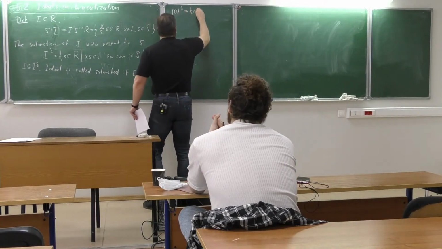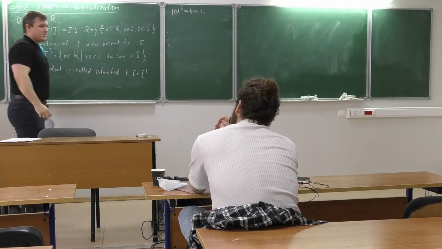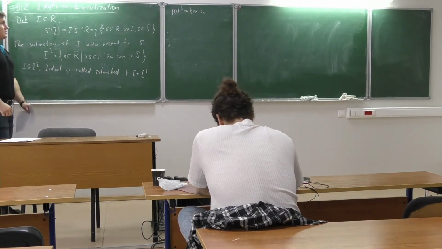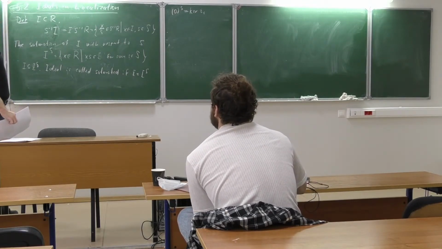This is the kernel of the map. So that's exactly the answer to your question. The kernel of the iota is exactly the saturation of the zero ideal. Formal definition of the saturation, but it's not in the formal definition. It will be a theorem that we prove in several minutes.